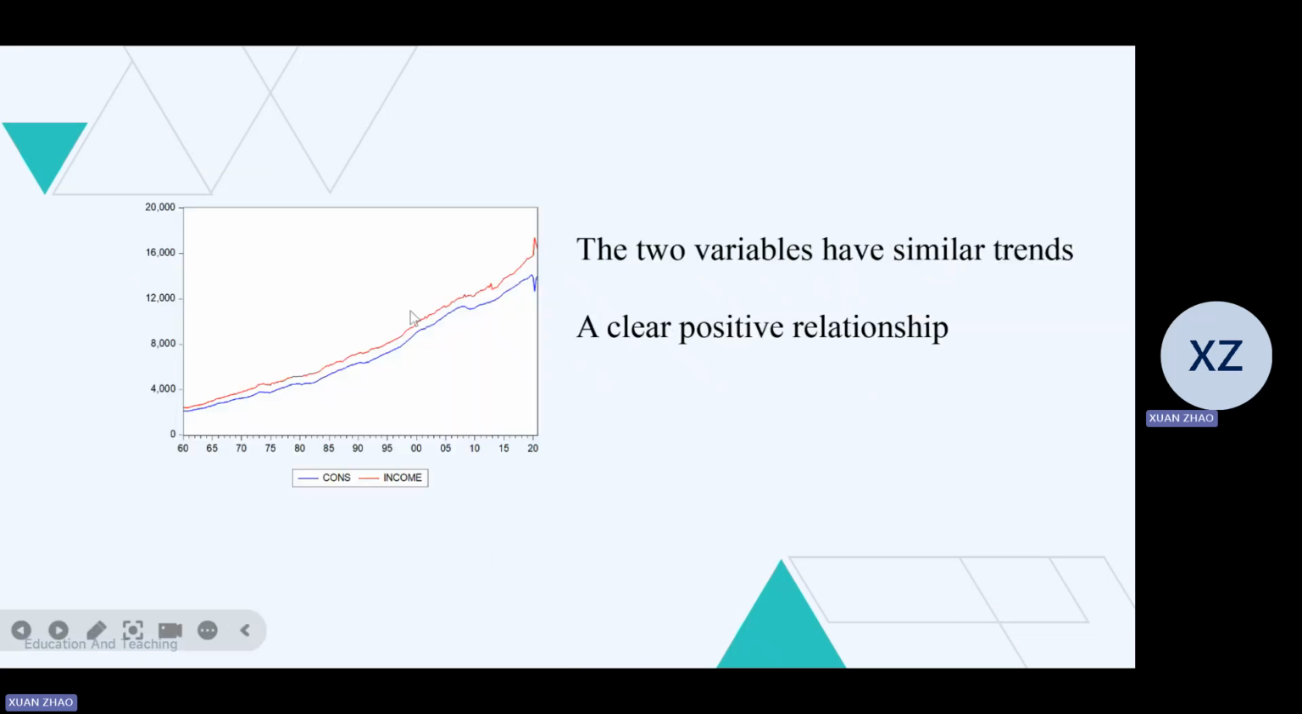And this is the plot of consumption against income. The red line is income, and the blue line is consumption. We can see that the two variables have a similar trend, and there is a clear positive relationship. So we can guess that maybe there is a co-integration relationship between the two variables.